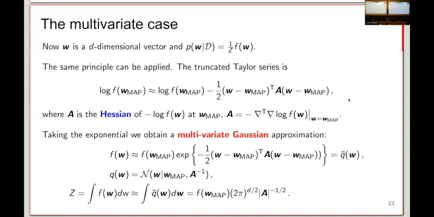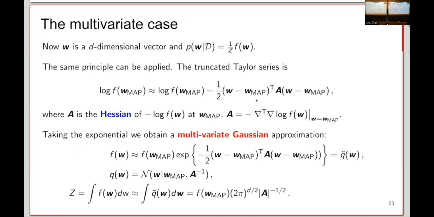Now, F is going to be, again, some joint distribution, and now W is multivariate. We still have some normalization constant that is going to be hard to compute. But we can take the log of F and do a Taylor approximation. And the Taylor approximation is going to be the same. The only difference is that now our quadratic function is a multivariate quadratic function.